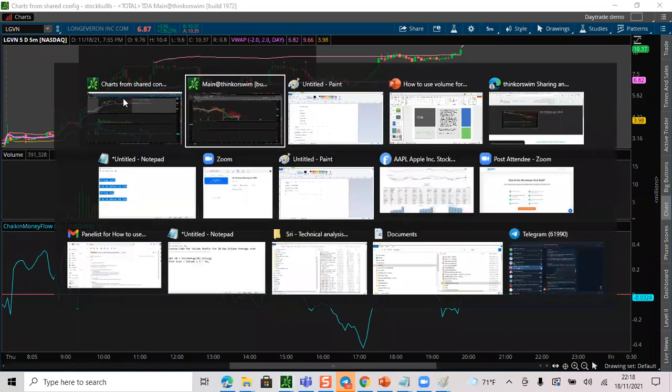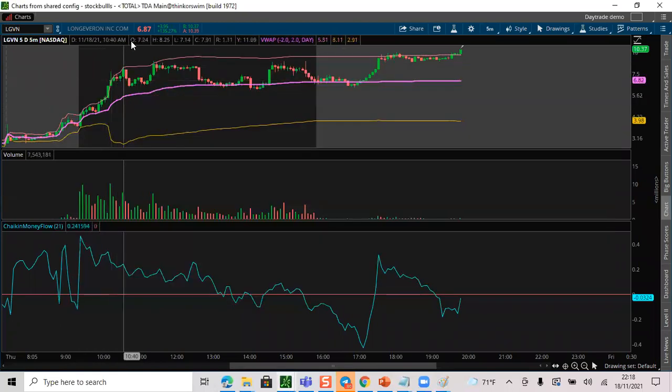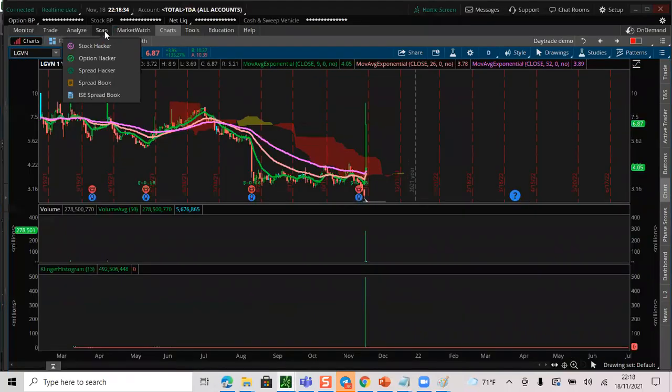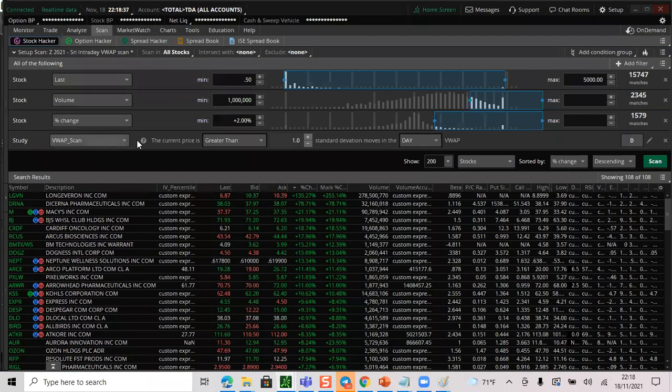So that's what this scan will do. You can see, right? We have a scan, so you can just find out the stocks right above the 1% of the standard deviation above the VWAP, right? So we are at 2%, but here you can just choose. If I change it to 0%, you can see more.